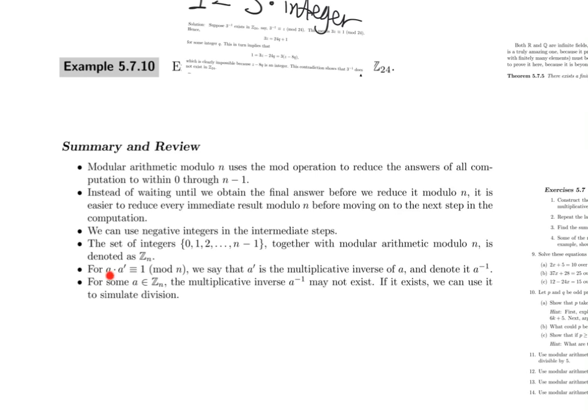In the cases where you have a times some other number a prime congruent to 1 mod n, we refer to a prime as the multiplicative inverse of a, and we write a to the negative first power. Again, that's just a symbol to mean that it's a multiplicative inverse. You won't always get a multiplicative inverse for any element in Z mod n, but if you can find one, then we can use it to simulate division. That's how we were able to solve those equations earlier.